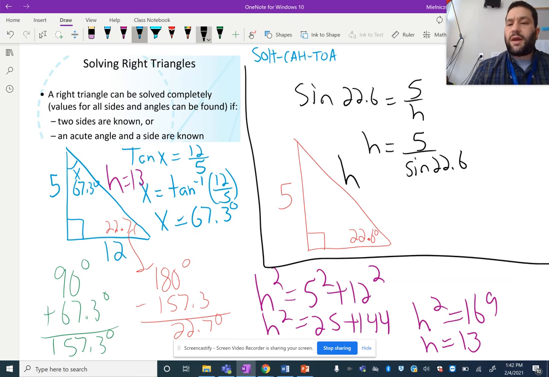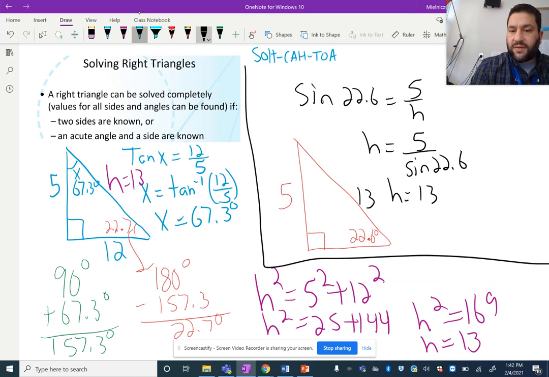Let's make sure I did that right. I did. So again, in your calculator, you're going to do 5 divided by the sine of 22.6. And what do you get? You get h is equal to 13. Okay, we should know that from the other problem, but still.